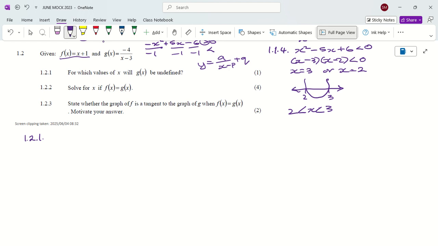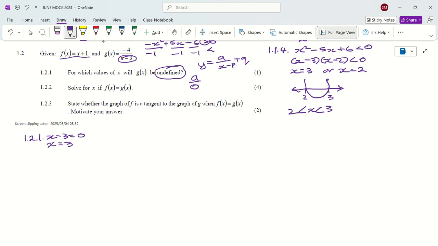Now, what I'm saying is, how is something undefined? It's when a value is divided by what? By 0. So we must make this thing 0 here. So meaning x minus 3 is equal to 0, right? Then x is going to be equal to 3. Very simple, everyone.